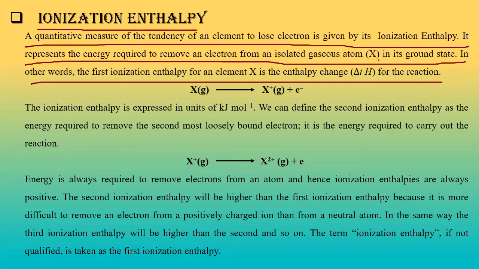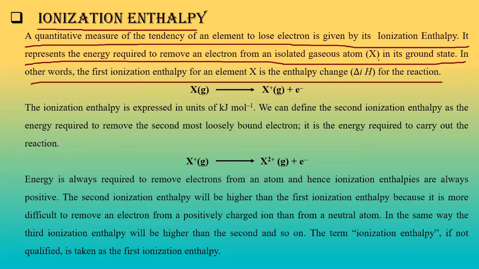That's why it is written that the energy required to remove an electron from an isolated gaseous atom. Now you may say, why gaseous atom? Because gases have less attractive forces between the atoms. Solids have maximum, liquids have intermediate, gases have almost none. That's why gases in the ground state. In other words, first ionization enthalpy will be denoted by delta IH standard, right?